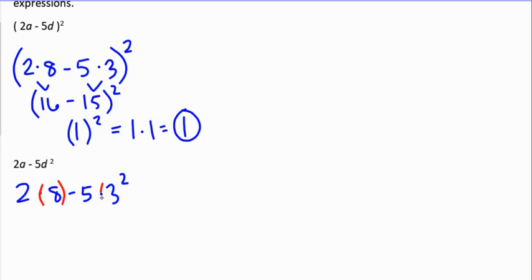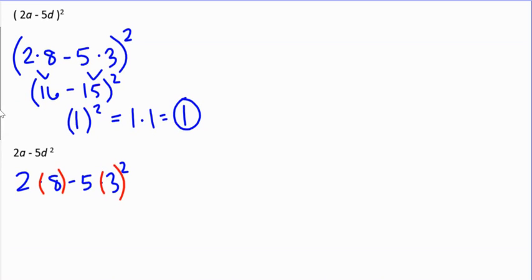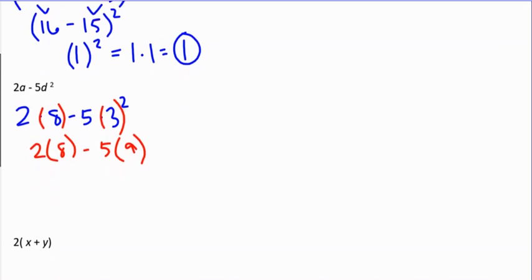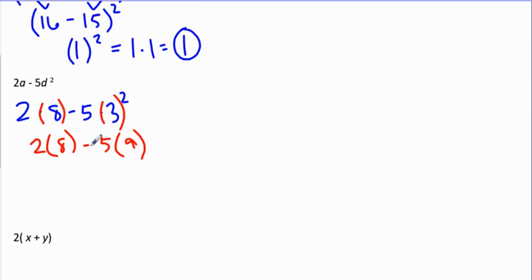I could put my 8 in parentheses and my 3 in parentheses if that helps you see it. Like I mentioned, I really do encourage it, especially when negatives are involved. I think I'm more conscious of it when I have negative values that I'm replacing versus positives. But either way, we'll be okay in this example. So in this expression, I have multiplication, subtraction, multiplication, and exponents. So I have to solve my exponents first. So I'm going to do 2 times 8 minus 5 times 9. 3 squared is 9.